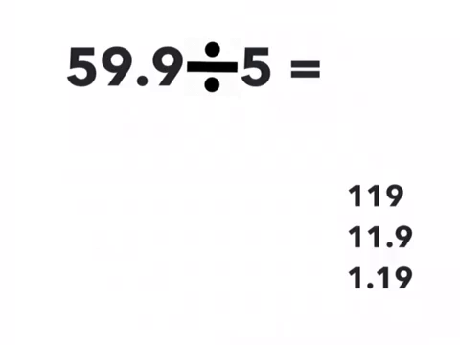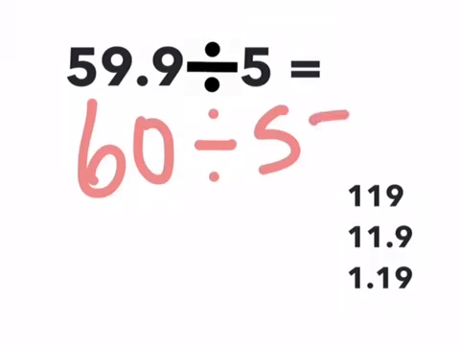So 59 and 9/10 is pretty close to 60. So in this case, if we ask ourselves, how many times does 5 fit into 60? Well, we know that 5 fits into 50 10 times, then that would give us 10 left over, and 5 fits into 10 2 times, so altogether this would be 12.